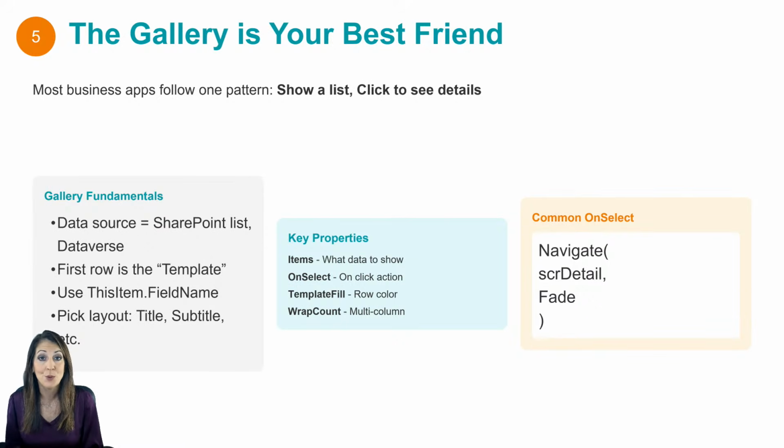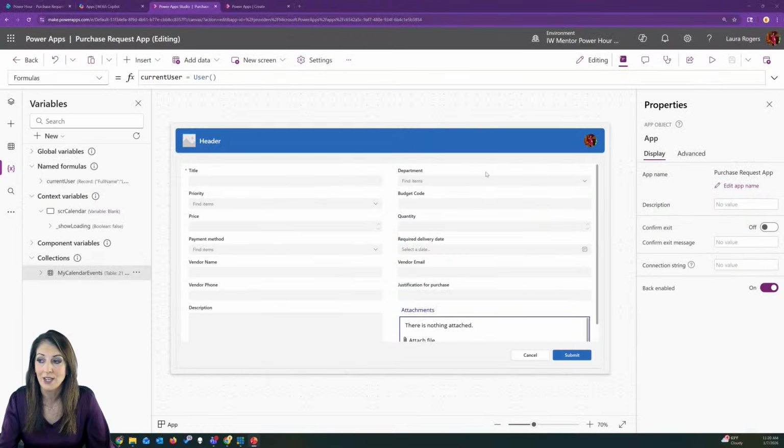And then the first row of your gallery is referred to as the template. And this ThisItem.fieldname is how you can put the names of all the fields of your data source in the gallery. And then galleries even have little layouts that you can pick from. So these are some of the key properties, and I'll go ahead and do a gallery and show it in this app.